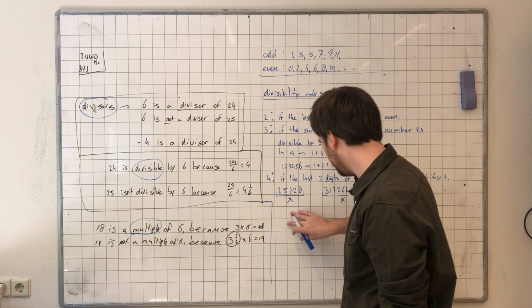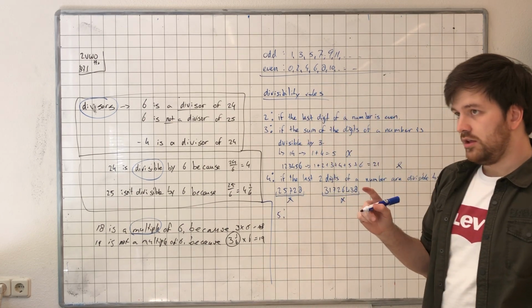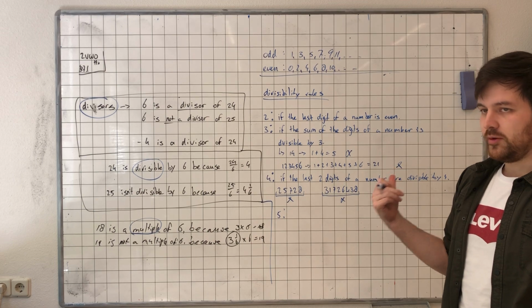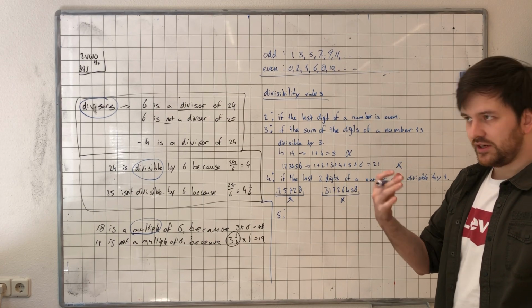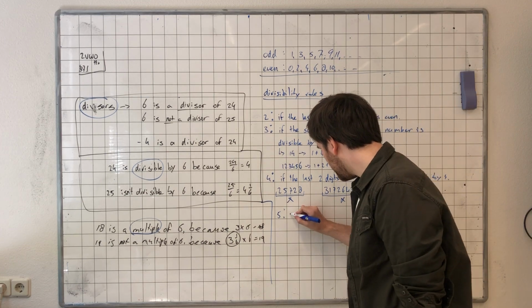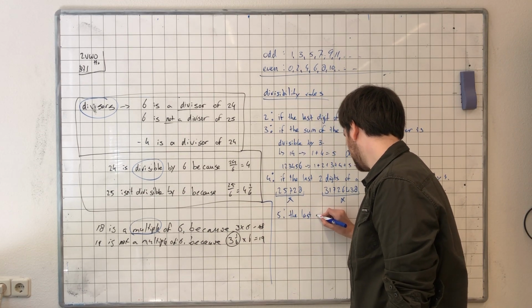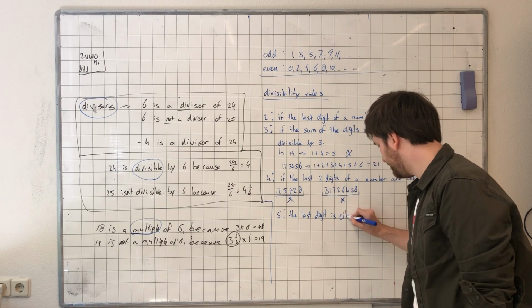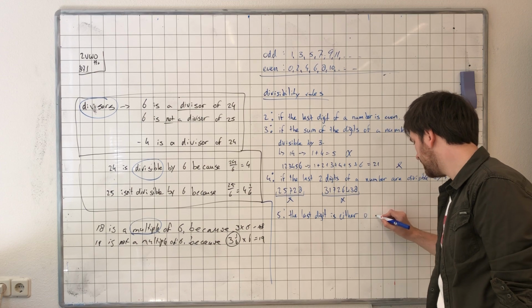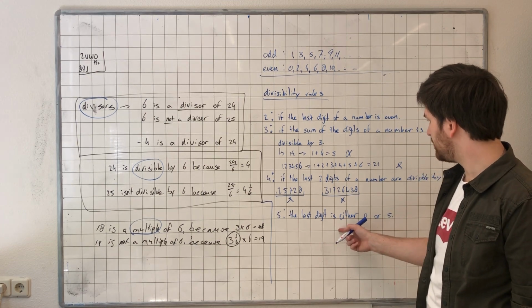Okay, for 5 then. Well, if you think about all the numbers you can divide by 5: 5, 10, 15, 20, 25, the last digit is either 0 or 5. That one is usually pretty easy.